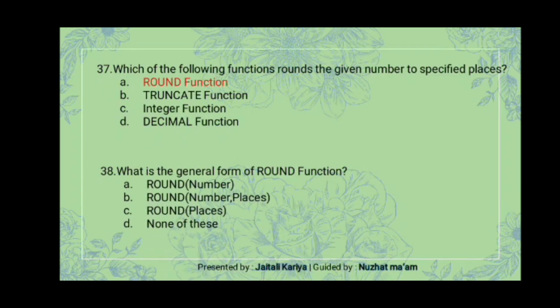38. What is the general form of round function? A. Round into the bracket number, B. Round into the bracket number places, C. Round into the bracket places, and D. None of this. And the correct answer is B, that is round into the bracket number places.